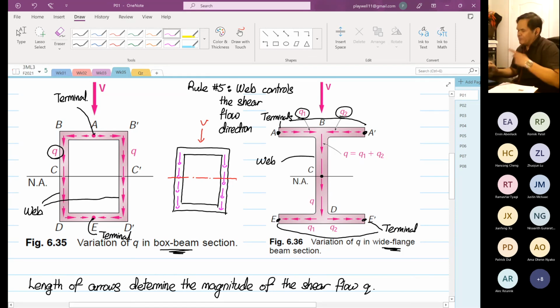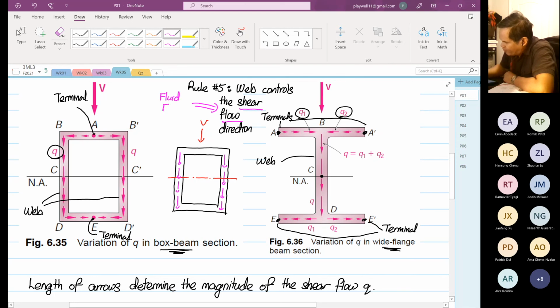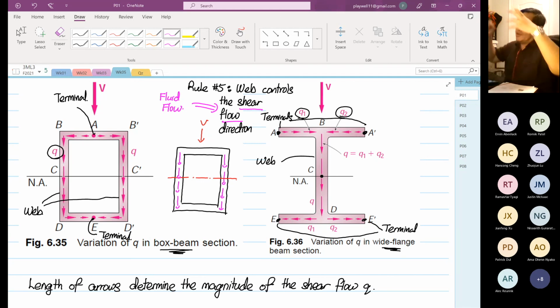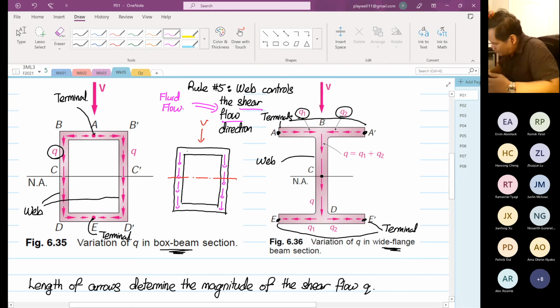And I'll elaborate one more thing. The fact that it's known as shear flow, it is very similar to fluid flow, okay? Let's think like you have water coming down from the web, the vertical web in the box beam. So it's natural to construct your shear flow in this direction. The shear flow will go towards the left and right, and then from the right to the left back at the bottom part. That's how we construct our shear flow.